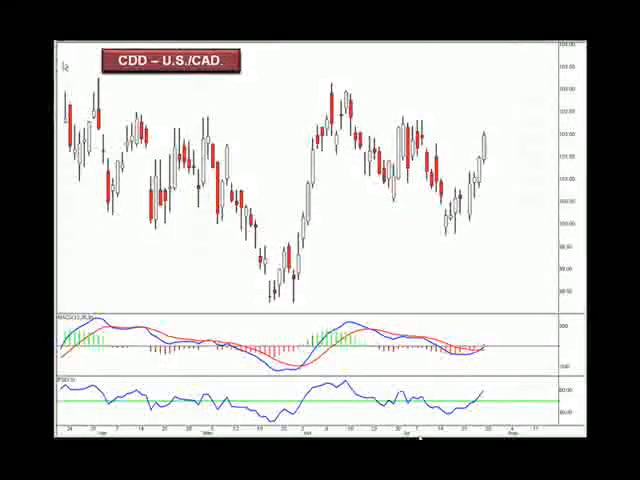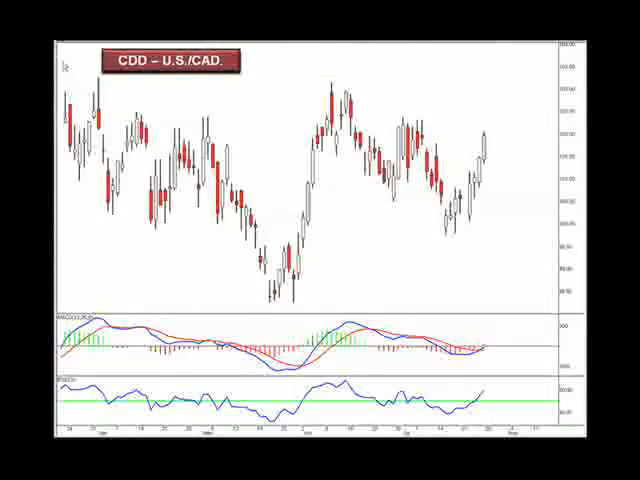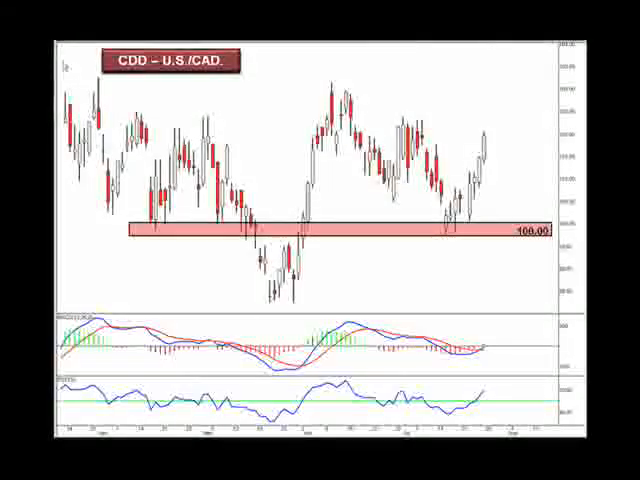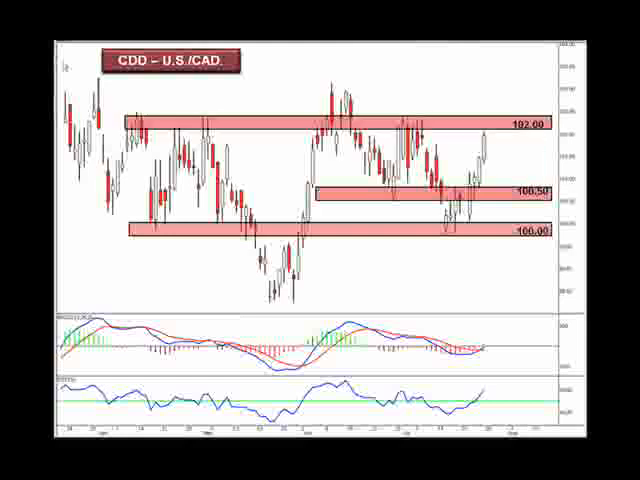Take a look at our first pair value, which is the CDD, the US versus the Canadian dollar. Last week we saw a bounce off of a support here at the 100 level. We saw it test the 100.5 and suggested that if it did break through, we would likely see some resistance up here at the 102. With that in mind, should we see a consolidation and a rejection off of that 102, we're likely to see a retest down into the 101 to the 101.5 level.